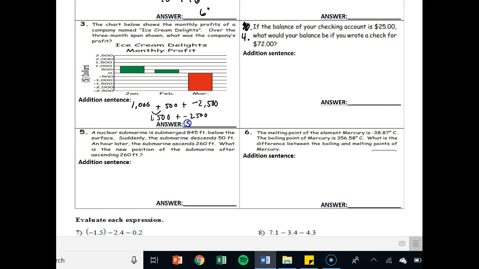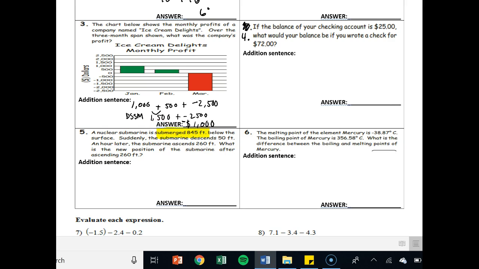So the profits of this store were actually -$1,000 on a very good month. Again, that was DSSM. Different signs, more. We had more negatives. And number 5, a nuclear submarine submerged 845 feet.